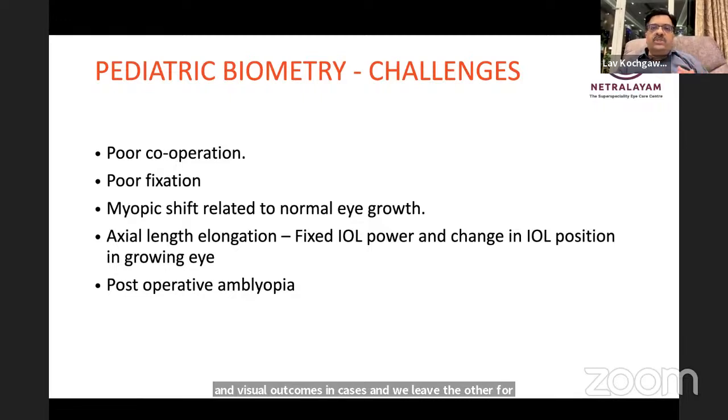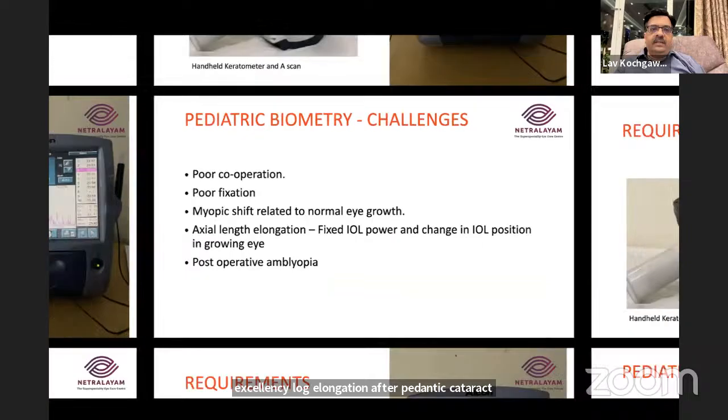One of the most important factors in pediatric cataract surgery, which is different from adult, is the pediatric biometry, because of the poor cooperation and fixation, myopic shift related to normal eye growth and axial length elongation after pediatric cataract surgery, and the post-op amblyopia therapy.